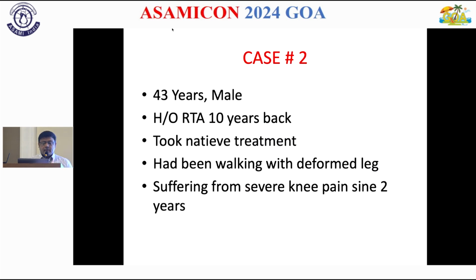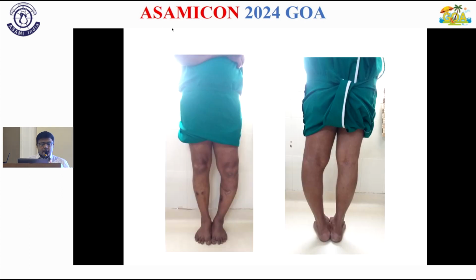This is recovery. Coming to case 2, 43-year-old male. History of RTA 10 years back, he took native treatment, had been walking with a deformed leg, suffering from severe knee pain since 2 years. You can see this left leg is varus malaligned.